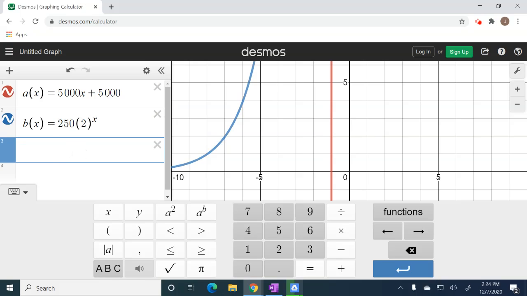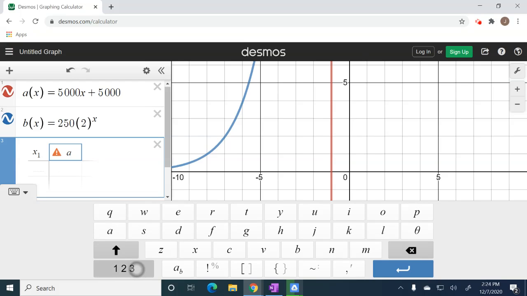So what I want to do right now is look at my table. So you're going to go to your table of values. And I'm going to let my calculator here, I want this column to be A of x.